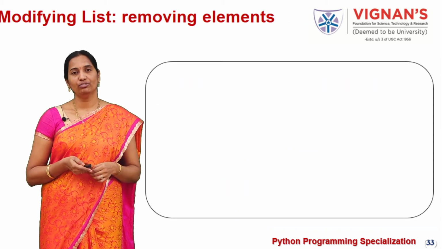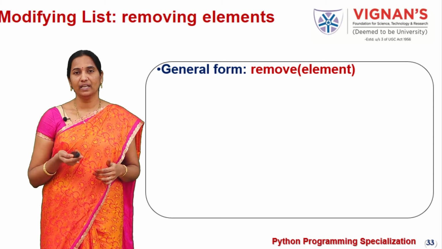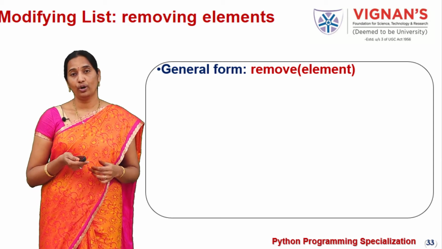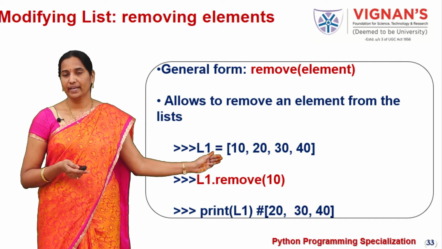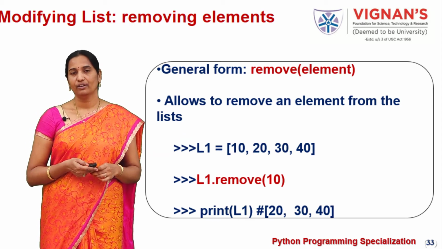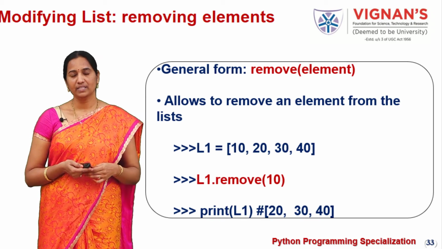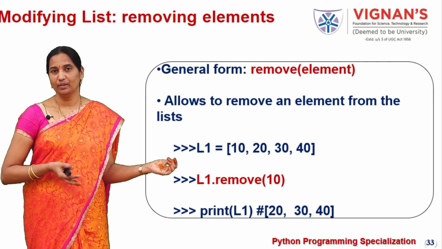Now let us see how we remove an element from the list. It is possible to remove a particular element from the list using the remove method, which takes a single element as an argument. If you observe this example, I am removing the element 10 from the list L1. L1.remove(10) removes the element 10 from the list L1 and leaves all the remaining elements in the list. So remove is the method which allows us to remove a particular element.